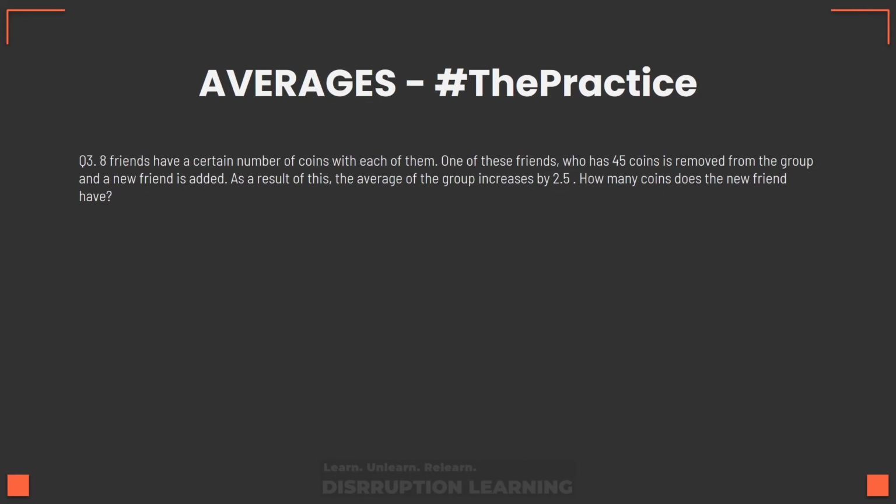8 friends have a certain number of coins with each of them. So total friends are 8. One of these friends who has 45 coins is removed from the group and a new friend is added. As a result of this, the average of the group increases by 2.5. How many coins does the new friend have? Now let's understand this question first.